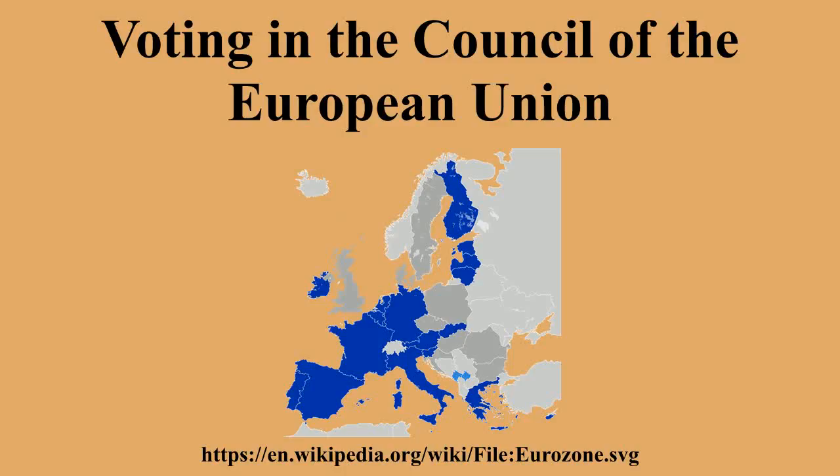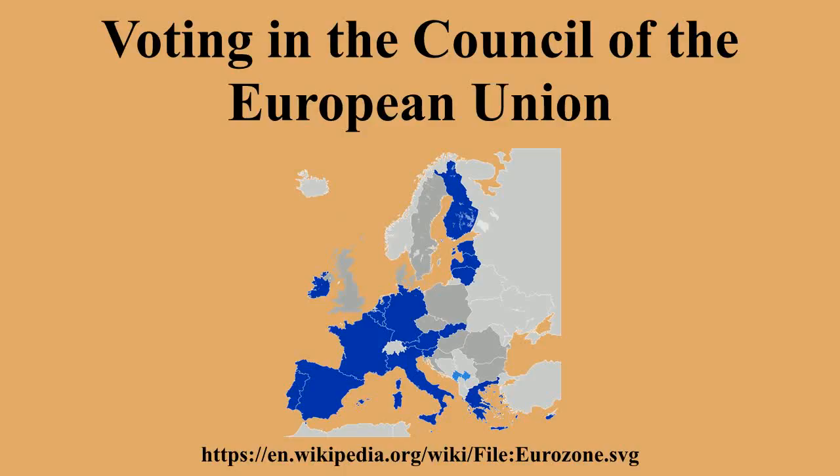Article 16 also states the conditions for a qualified majority, effective since the 1st of November 2014: majority of countries, 55%, comprising at least 15 of them, if acting on a proposal from the Commission or from the High Representative, or else 72%, and majority of population, 65%.